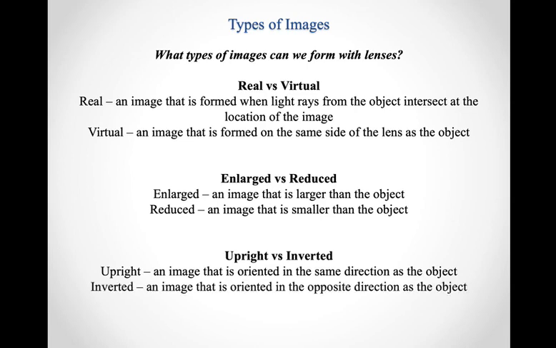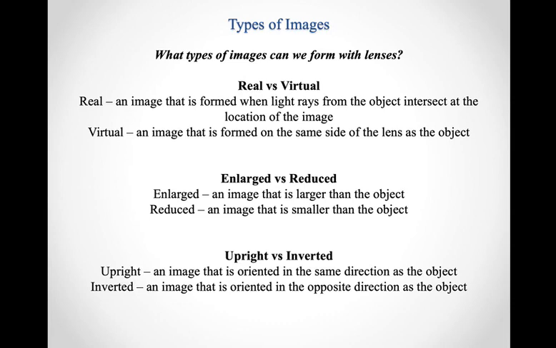An inverted image, of course, is one that's oriented in the opposite direction. So that arrow pointing up to signify our object turns into an arrow pointing down in our image. That's an inverted image. Those two arrows are now pointing in the opposite directions.